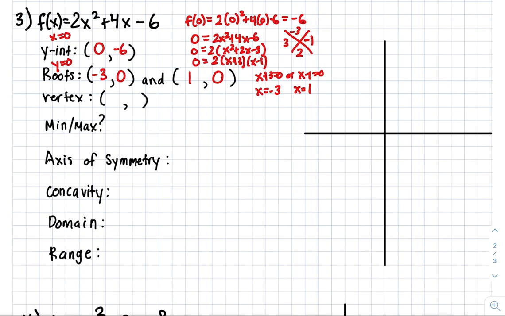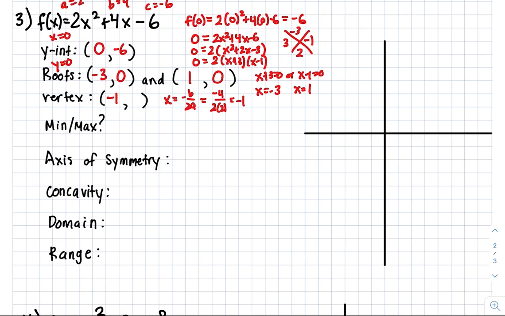Okay, vertex. Remember, your x value is negative b over 2a, right? So let's label a is equal to 2, b is equal to 4, c is equal to negative 6. So negative b is negative 4 all over 2a, which is 2 times 2. That's going to simplify to negative 1, you guys. So your x value of the vertex is negative 1.